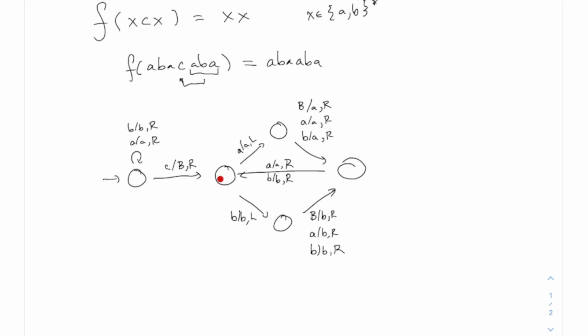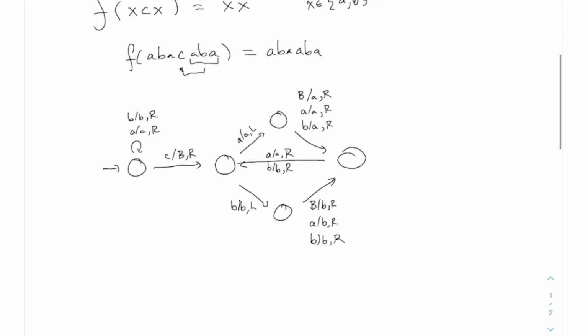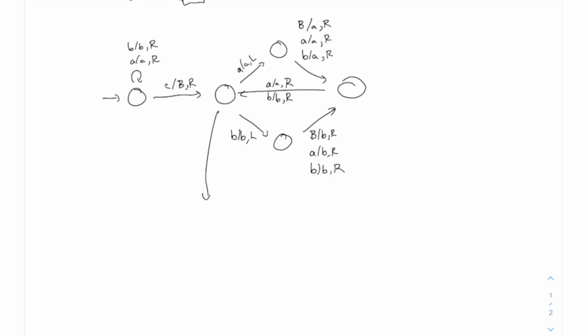When you see a blank, should you just... So if you want to just stop when you see a blank, it would be something like B, B, R, and then... Stop. Remember, this machine is not meant to have an accepting state. It's meant to just stop. Is that actually what we want to happen?